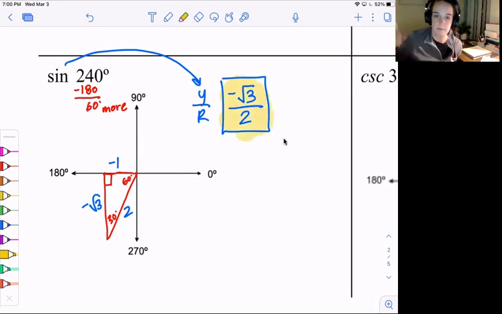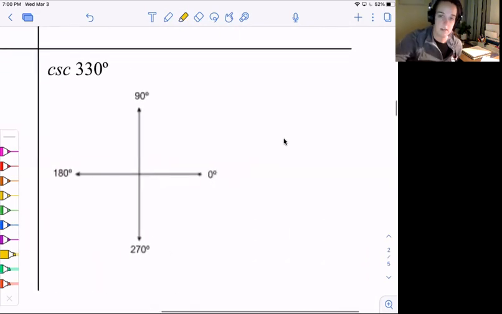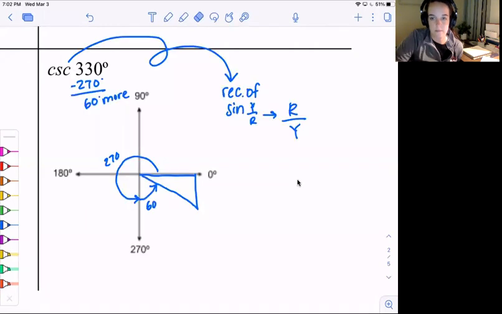Nice. Okay, we have one more. I really want you to try it on your own if you haven't yet. Go ahead and pause your video. Try it on your own. All right, so we know cosecant is the reciprocal of sine, so we'd be looking for r over y.